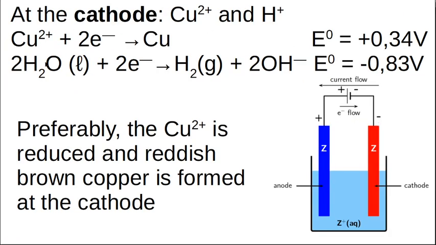At the cathode, there's water trying to gain electrons, because reduction occurs at the cathode, but this is minus 0,83. It doesn't want to happen. And this is plus 0,34. It does want to happen. So the copper gets reduced and we get copper at the cathode.